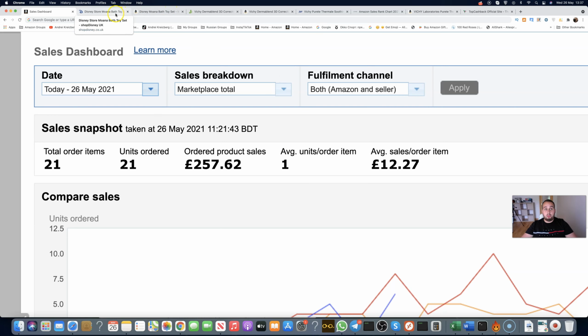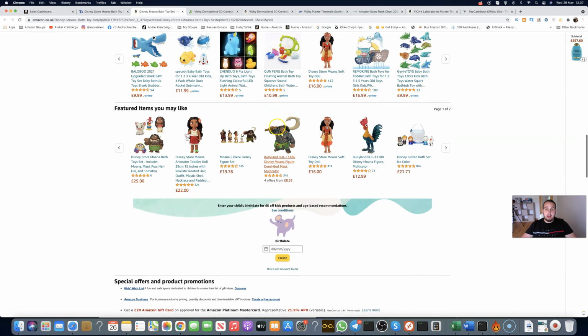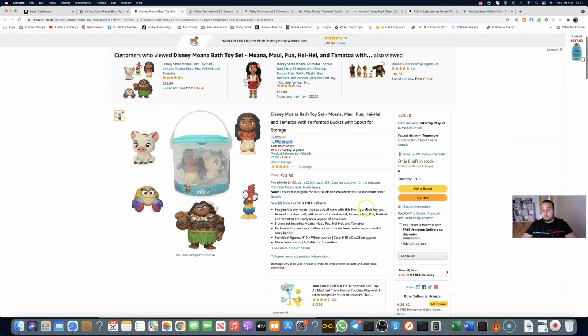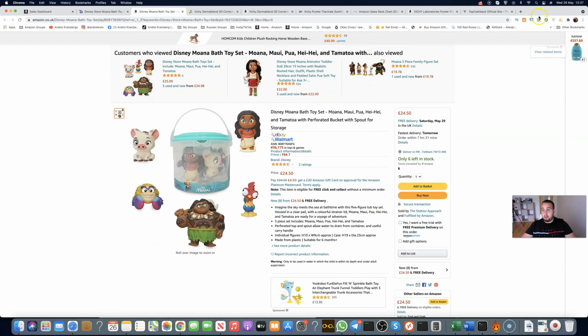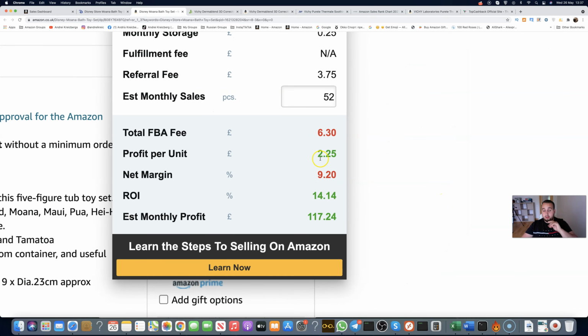So what exactly do we do? We buy products low, like this, a Moana bath toy set for $15.95 from a Disney store, and we're selling it back on Amazon for $24.50. Okay, so if I go and open up the calculator and do a simple math, $15.95, and I put $24.50 as my product sale price, I'm gonna make $2.25 profit per unit, after all FBA fees.